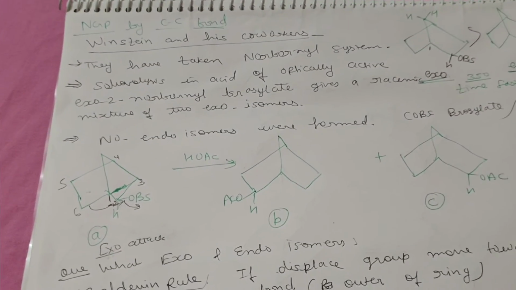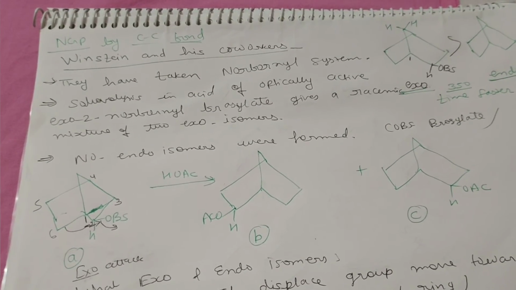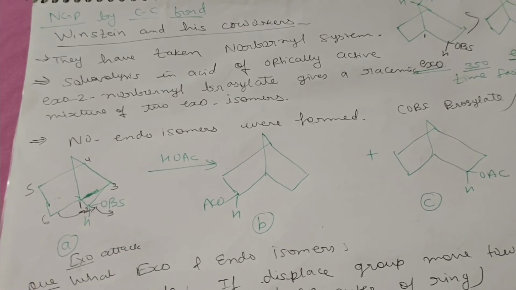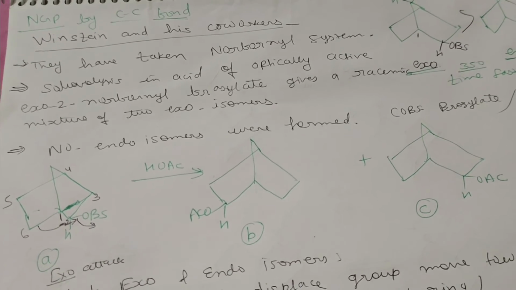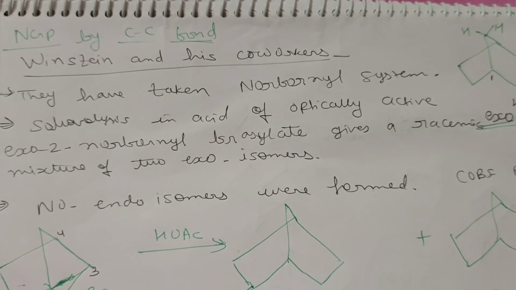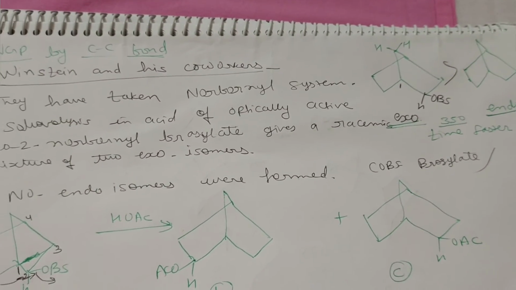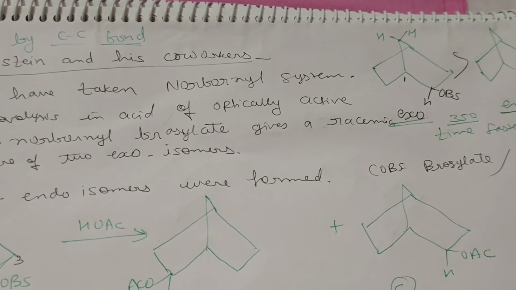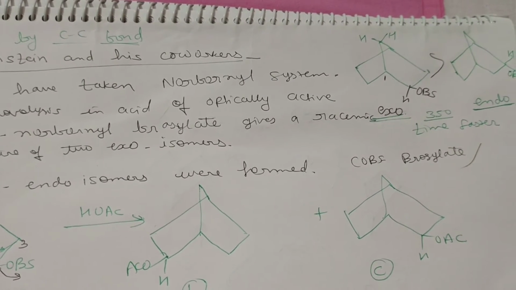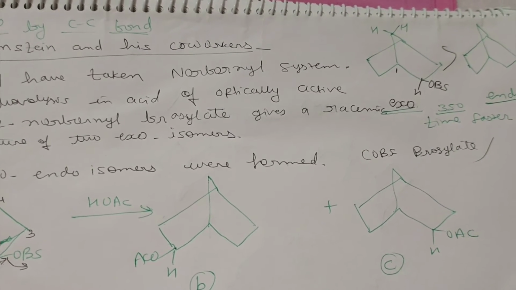So guys, next is NGP by C-C bond. This is also part of your syllabus, where the sigma bond is involved, that means the saturated carbon takes part. The scientist who discovered sigma bond NGP was Winstein and his co-workers. They took one compound, the norbornane system, in which they gave the concept of exo and endo. If the reaction is in exo form, it will be 350 times faster than the endo.